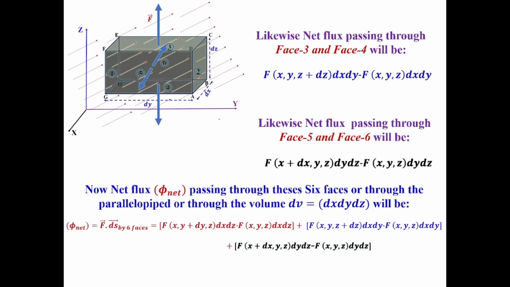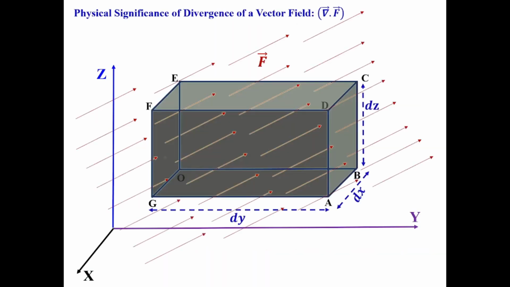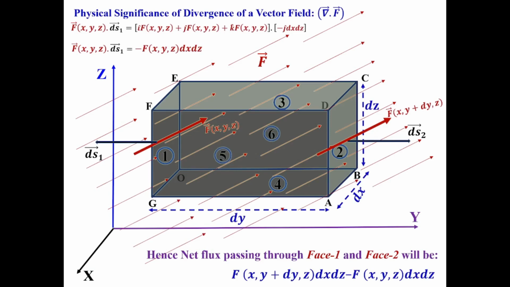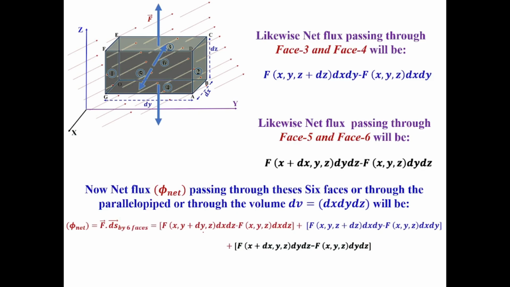We have to just add all the results. The net flux passing through 5 and 6 is this one, here it is written. For 3 and 4 this one, here I have written, and for 1 and 2 is this one. That also I have written over here. So the net flux passing through 1 and 2 is this one, 3 and 4 is this one, and 5 and 6 is this one. This is the net flux passing through the six faces, or through the parallelepiped, or through this volume dV.